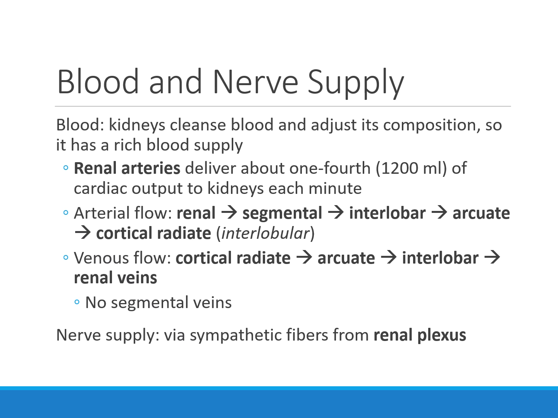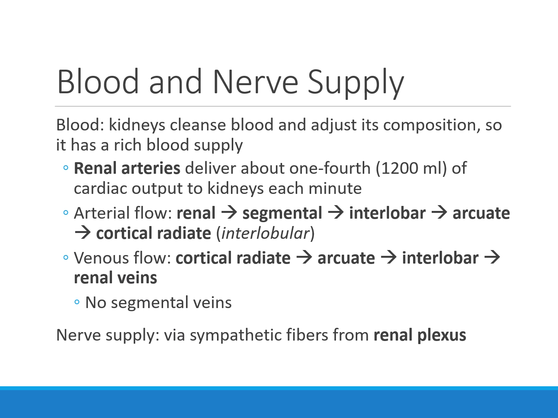So the arterial flow for this is the renal artery, which leads to the segmental artery, which leads to the interlobar arteries, which lead to the arcuate arteries, and then the cortical radiate arteries. The old name for the cortical radiates is the interlobular. And then we're going to have a whole series of events that happens in the kidney. After the blood has gone through the filter in the kidney, it's going to start to return to the outside of the kidney, and it's going to do that via the cortical radiate vein to the arcuate vein to the interlobar vein, and then directly into the renal vein.